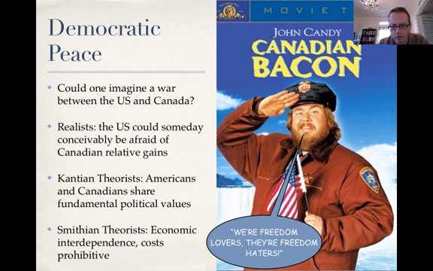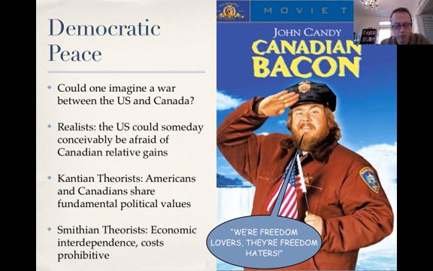And then, of course, you have the values question, which is the sort of second image question as we've been talking about it. The idea that once Canadians and Americans recognize in each other's basic fundamental commitments to the same institutional values, there's no need for violence between those two countries. And so, obviously, John Candy's movie is a comedy for that reason, because it's just such a ridiculous idea.